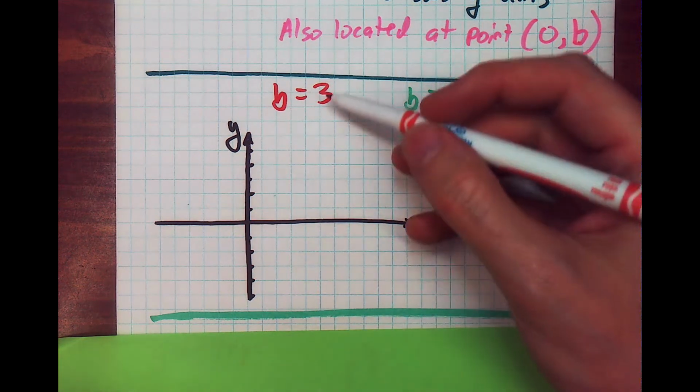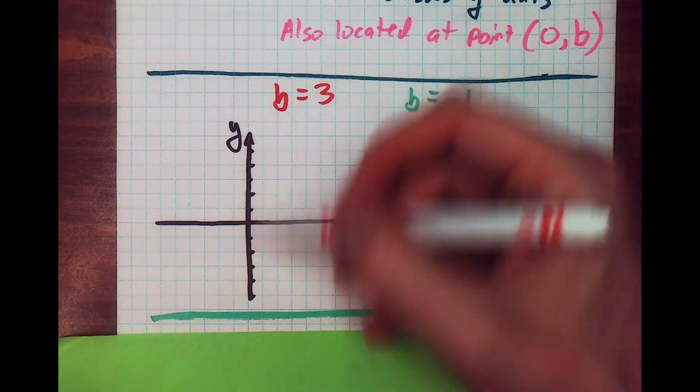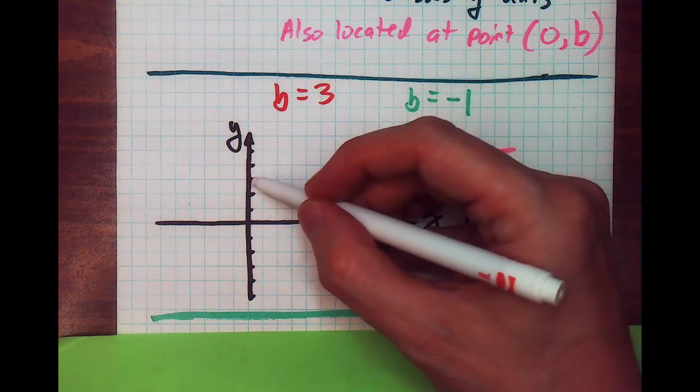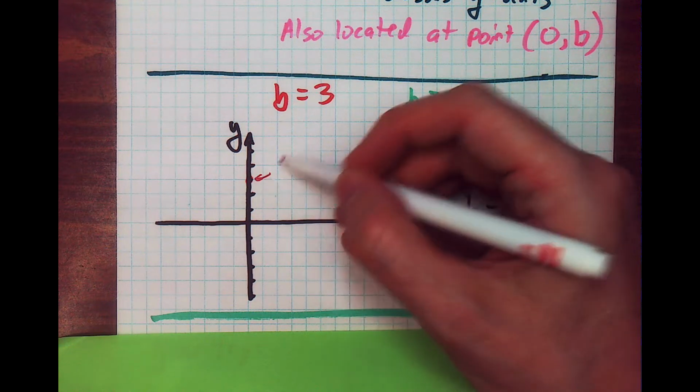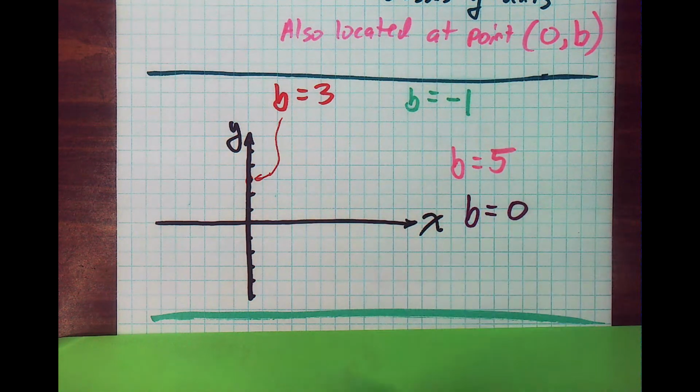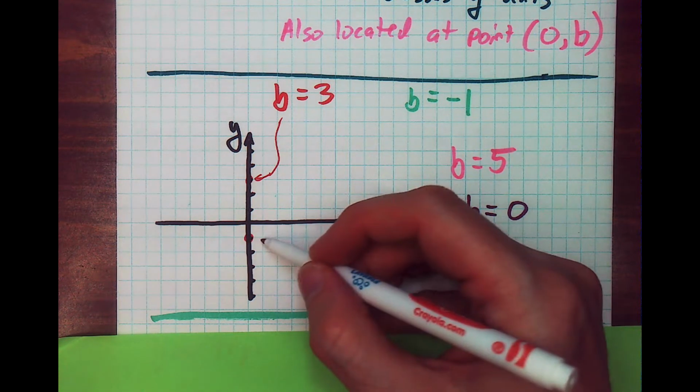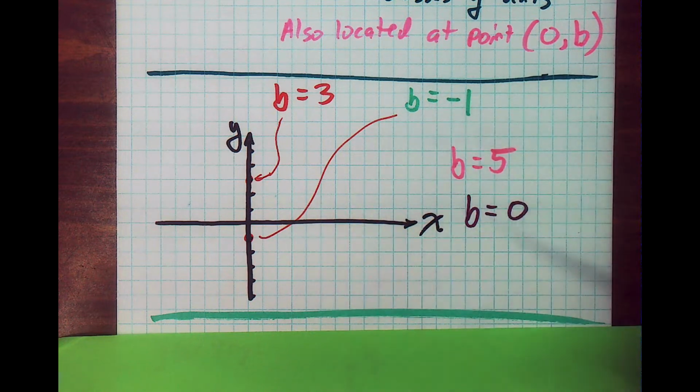So b equals 3. We simply look at the y-axis. We completely ignore the x-axis, and we just count 1, 2, 3. So b equals 3 is that point right there. B equals -1. So we go down 1. So this is the point b equals -1.